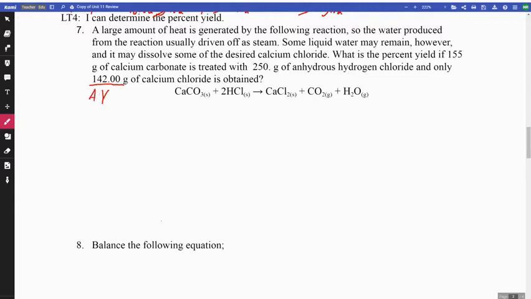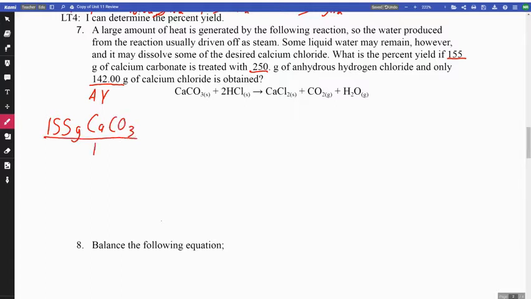Okay, so we're not going to use that until the end. Now, this 155 and this 250, those are our two givens. So we're going to do two different stoichiometry problems with those. So we're going to start with the 155 grams of calcium carbonate.